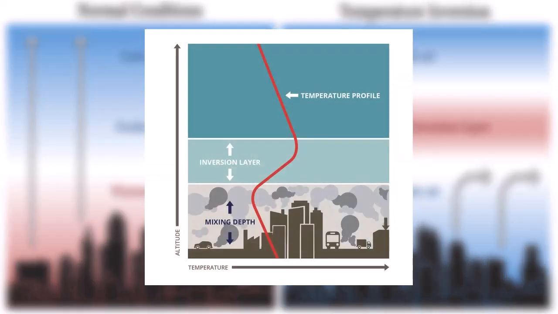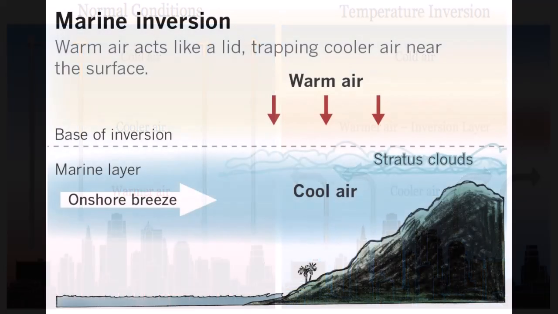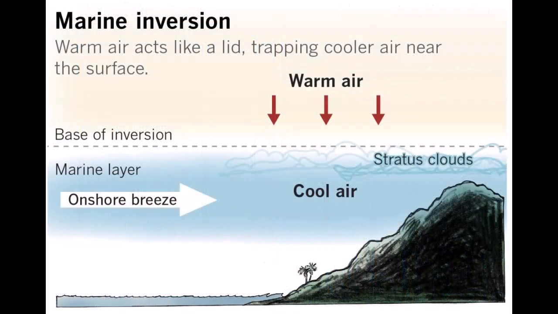An inversion means that the environmental temperature increases as you move higher in altitude. This phenomenon creates a warm lid that strongly suppresses vertical motion, leading to air being trapped near the surface.